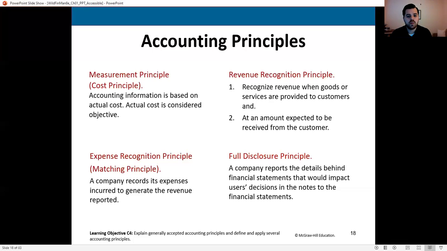But within that, we may be leaving out a lot of details. So what we'll find is, yes, we may only have 4 or 5 pages of financial statements at the front, but behind that, we may have reams of paper.